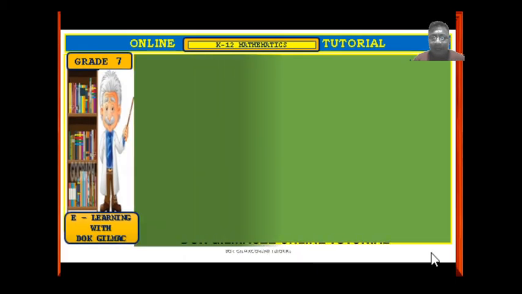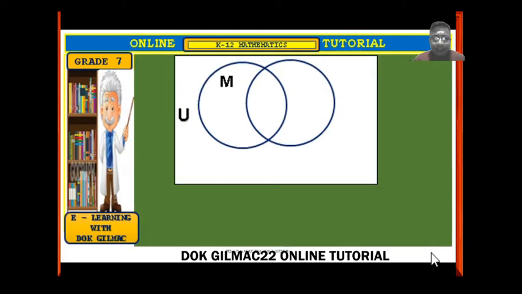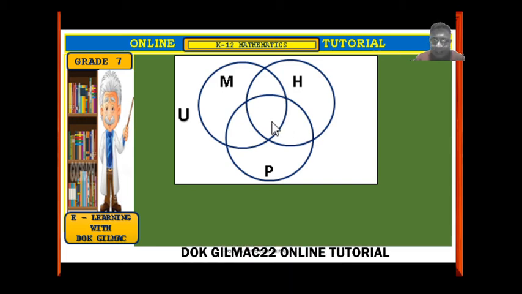Let's draw a Venn diagram here for the 3 sets, math, history, and physics. Okay, so where will you locate 2 students here? So actually in this middle. Okay, this is actually the intersection of the 3 sets. So as you can see here, we have here 2. Okay.